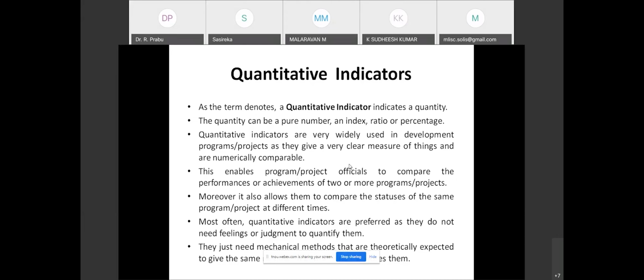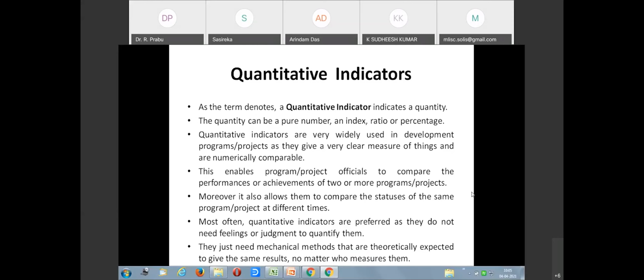This enables program and project officials to compare the performance or achievements of two or more programs or projects. Moreover, it also allows them to compare the status of the same program or project at different times. Most often, quantitative indicators are preferred as they do not need feelings or judgment to quantify them. They just need mechanical methods that are theoretically expected to give the same results no matter who measures them.